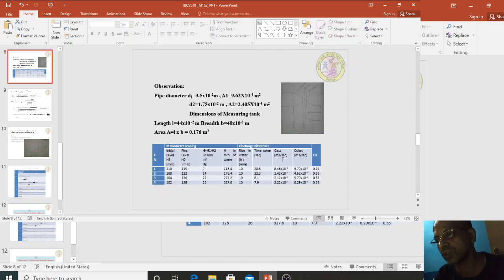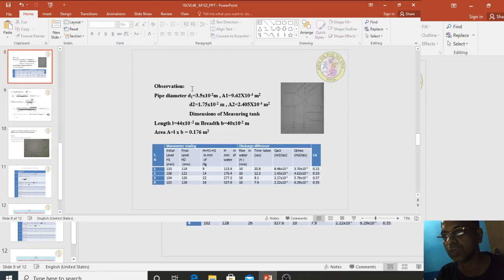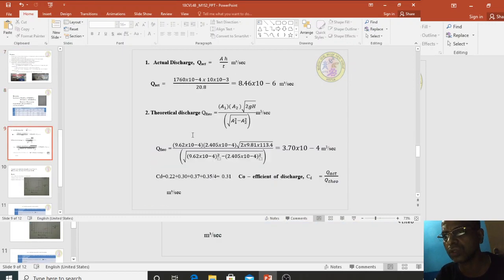So once you know these values, you can use the direct formula Q actual, Q theoretical. For your practical learning purpose, I did one example as a calculation part. Q actual is A into H by T, where A is the area, into H, that is 10 mm, by T, 20.8 seconds, which is 8.4 × 10^-6 meter cube per second.